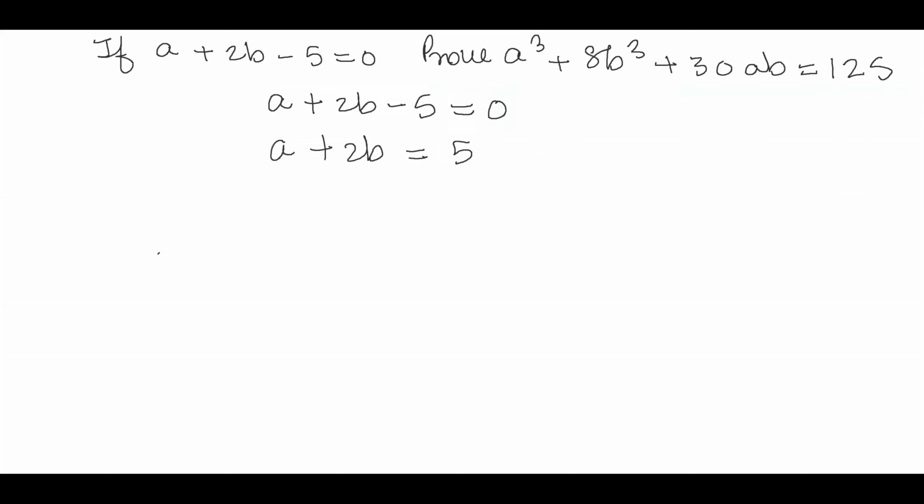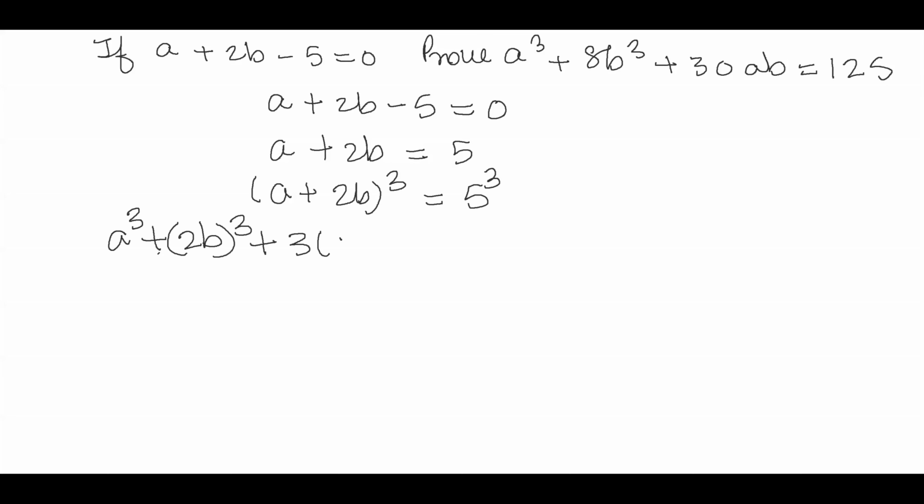So we have a plus 2b, the whole cube is equal to 5 cube. So as per your idea and suggestion, we have taken cubes on both the sides. So पहले आएगा a cube plus b cube, a cube plus b cube. Now b cube is 2b the whole cube plus 3ab, a into 2b.